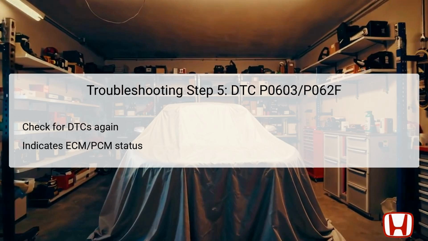At this point, if the ECM or PCM was updated, try substituting a known good unit. If it was substituted, you will then need to return to step 1 for a fresh start in diagnostics. However, if no DTCs surface, it implies a successful resolution of the issue, suggesting that further troubleshooting is no longer required. Final repair verification is essential to confirm that the DTC P0603 or P062F has been adequately addressed.